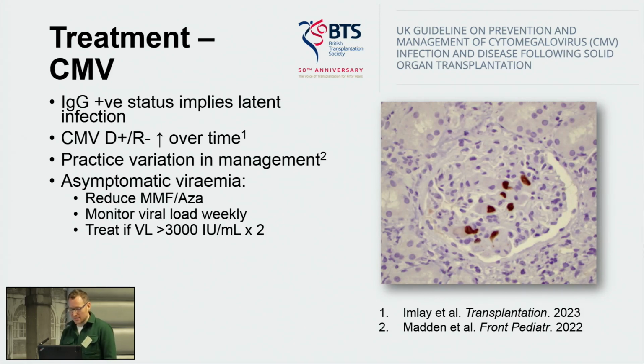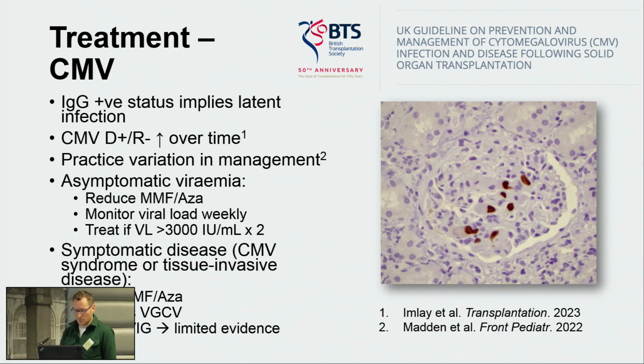In terms of managing asymptomatic viremia with CMV, there are BTS guidelines that give advice on this. So the suggestion would be to reduce MMF or azathioprine, an antiproliferative agent, once you've got asymptomatic viremia. The cutoff for that is not particularly well defined, but in our centre, if the viral load was above 3,000 on 2 consecutive occasions, then we would tend to reduce the antiproliferative, and you would monitor the viral load. And I think that's the same in Great Ormond Street as well.